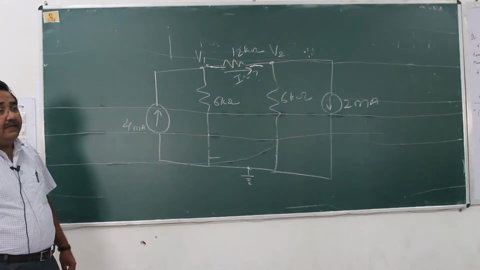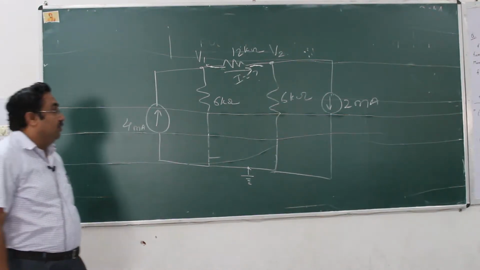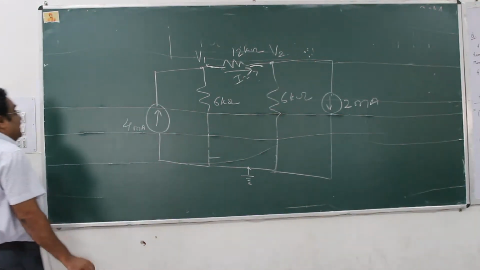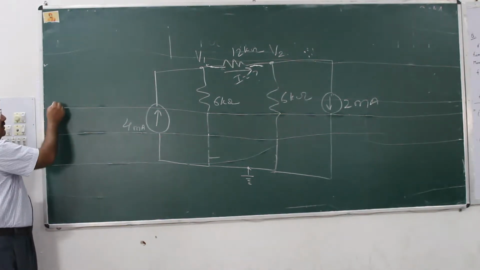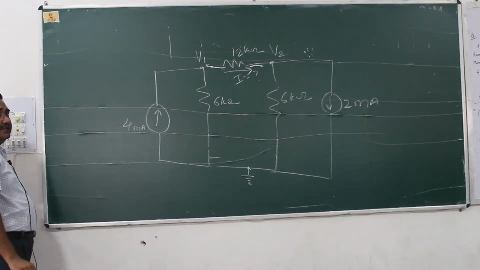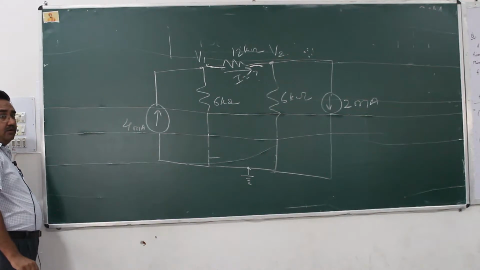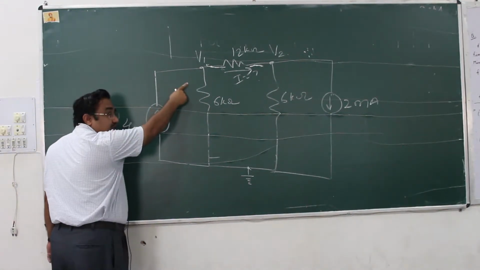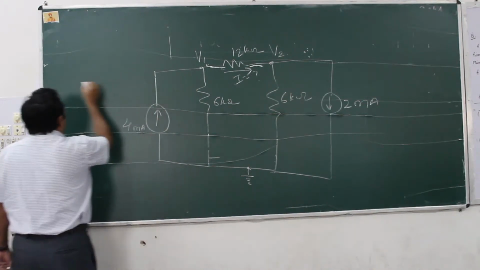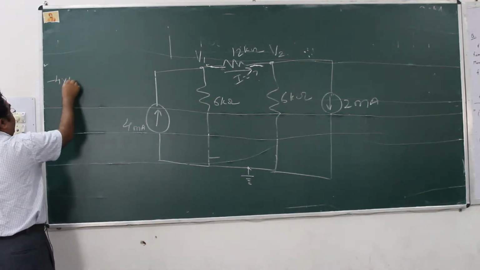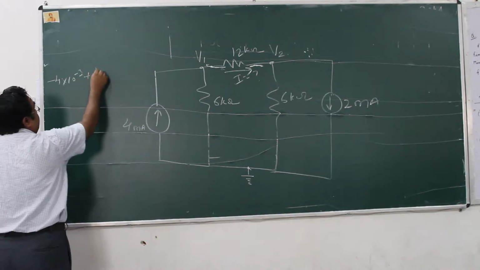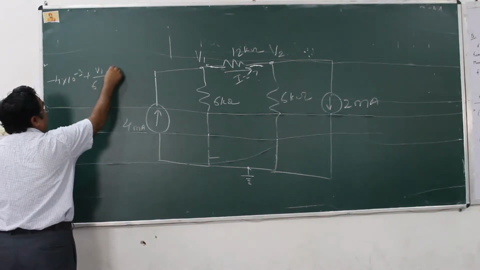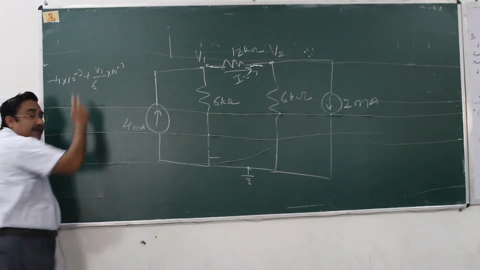Now apply KCL at each node. So first we will apply KCL at V1. What is there? We have already done this numerical or? No. Okay. Now already a current source is there moving inwardly. Therefore minus 4 into 10 raised to power minus 3 plus V1 upon 6 into 10 raised to power minus 3. Kilo will become milli.